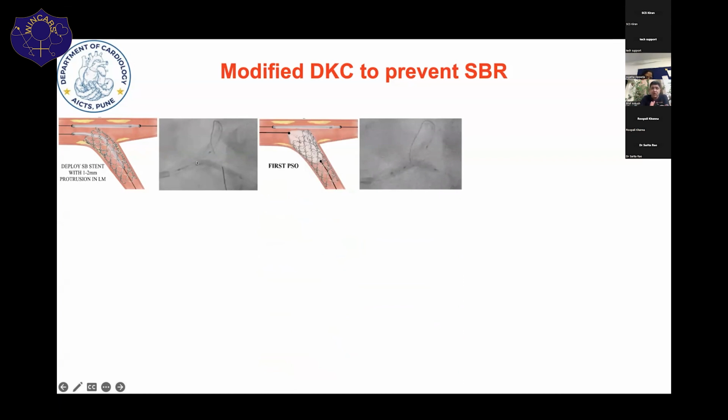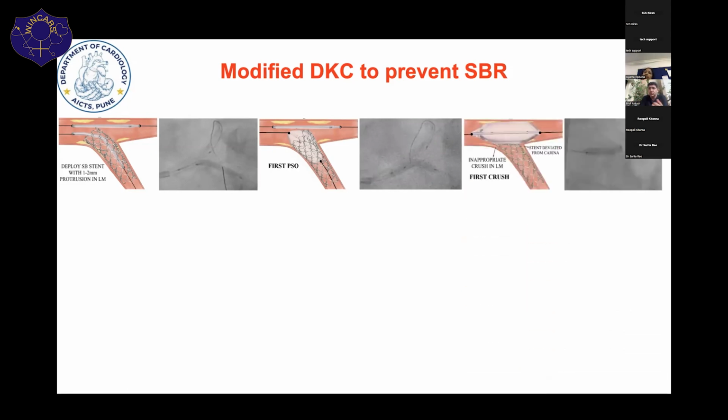So why is it required? You always place your side branch stent as per the distal reference diameter, which may be smaller than your side branch ostium. So if the length of the stent is small, pull your balloon back a bit and do a high pressure dilatation to oppose your stent struts to the carina, or you may use another NC balloon. After you have done the first PSO, you do a first crush.